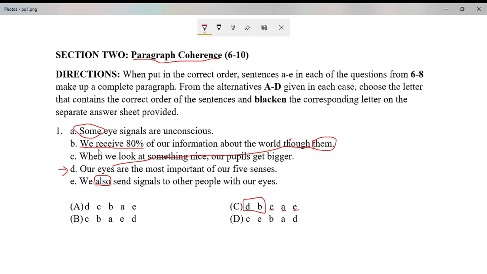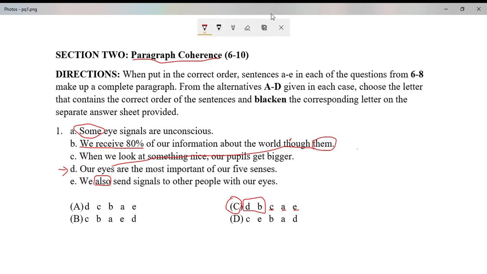And then lastly, when we look at something nice, our pupils get bigger. This is an example of an unconscious eye signal. So C is the choice that makes sense. Right? Again, I want you to focus on the skills that I am working through. Okay, let's look at another question.